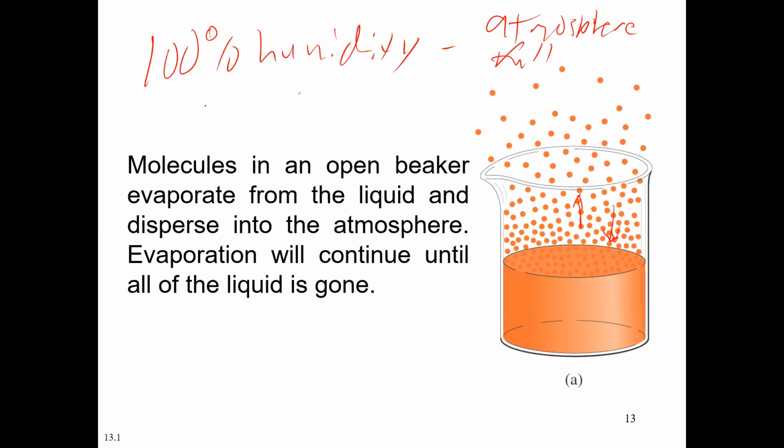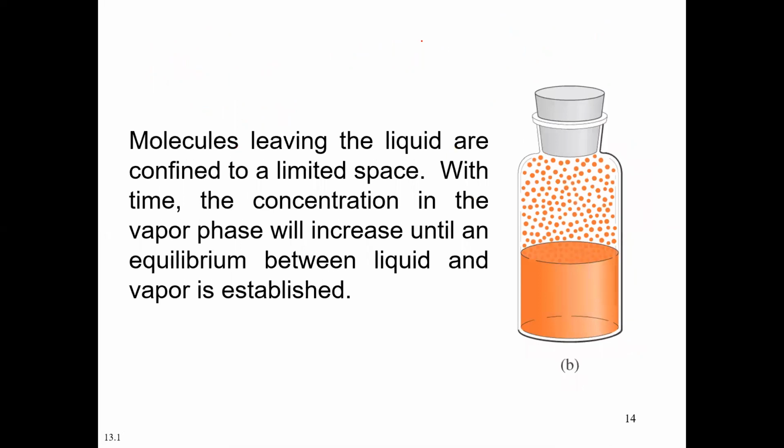That kind of condition outside would be in a situation where it's foggy. So that's 100% humidity outside. So if you put a cup of water out in 100% humidity, water will evaporate and then condense back into the same bowl, and it won't change anything. Molecules leaving the liquid, if they're confined to a limited space, the concentration of vapor increases until equilibrium has been established, and this is called 100% humidity.